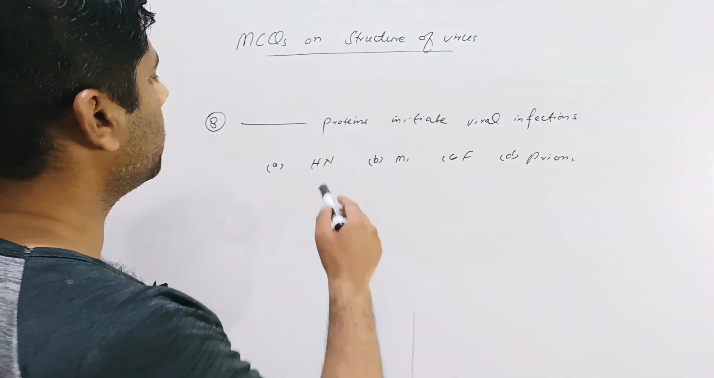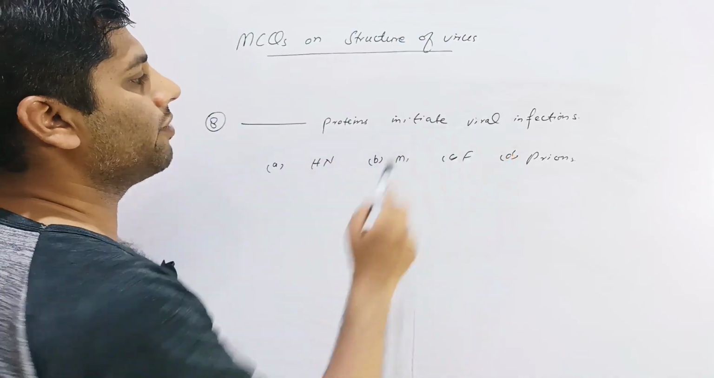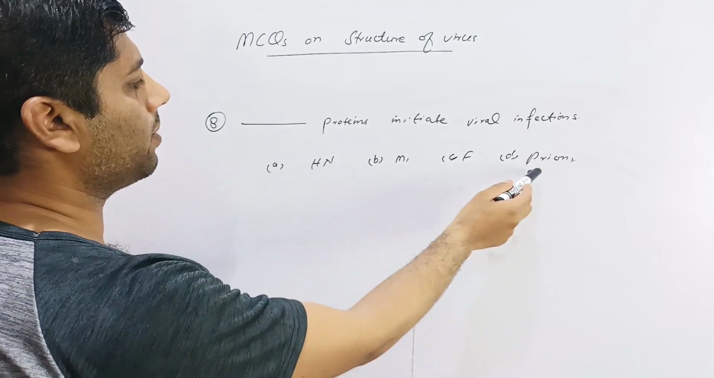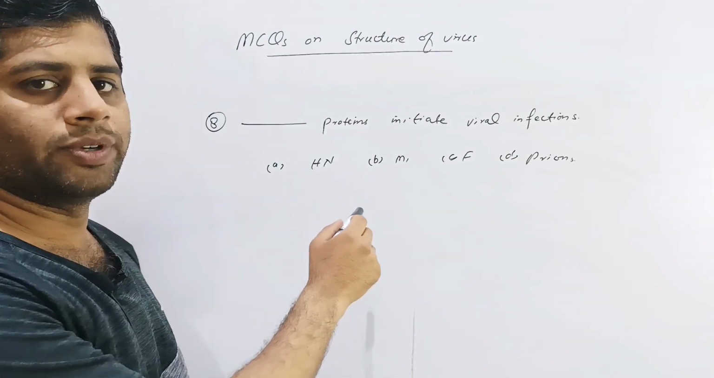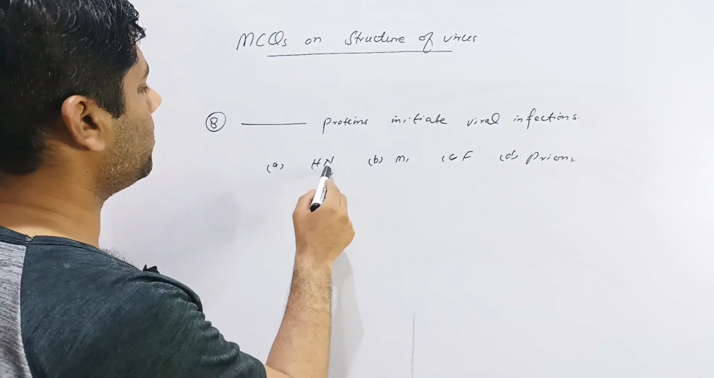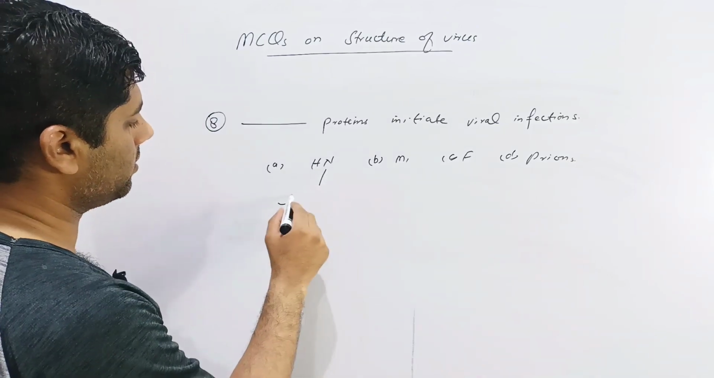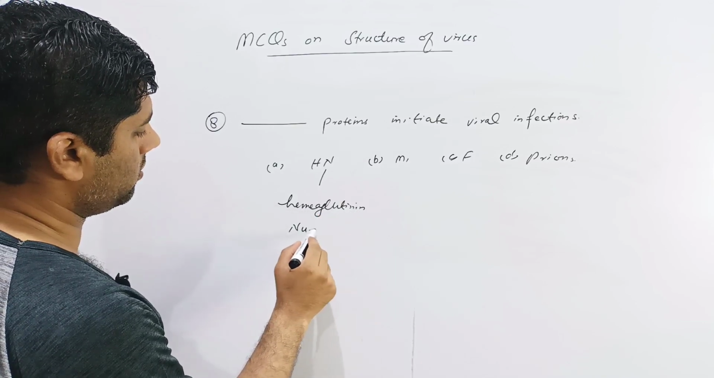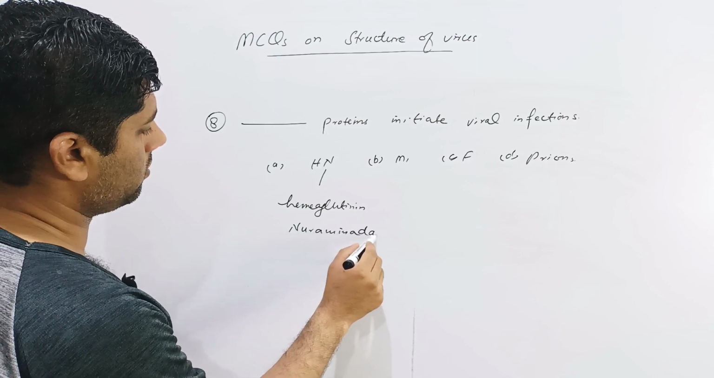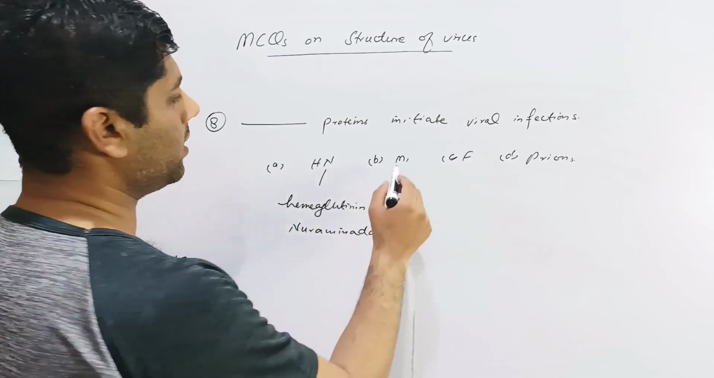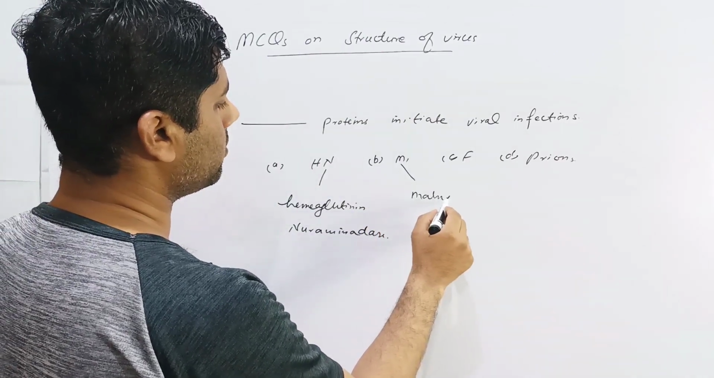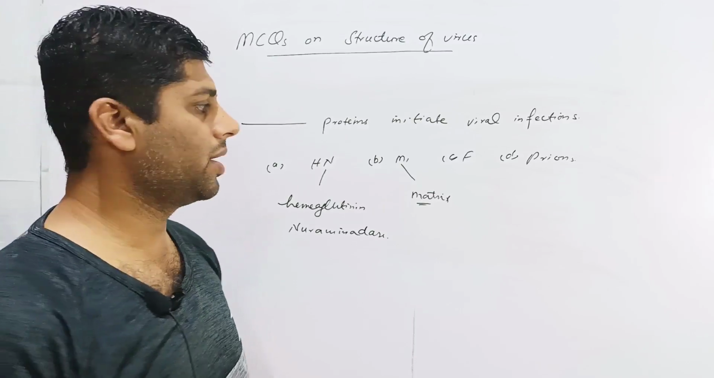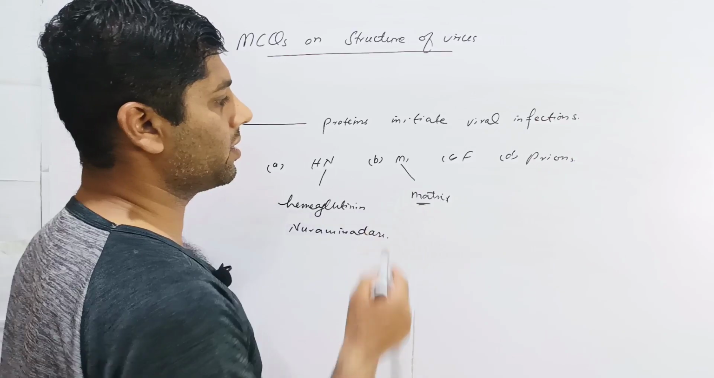Next question is, dash proteins initiate viral infections. The options given are HN, M1, F, or prions. All these four options have deep concepts. The first option is HN, hemagglutinin neuraminidase. Second option is M1. These are the matrix proteins just beneath the lipid envelope of viruses. These are called M1 proteins, so these are located in the matrix of the virus.